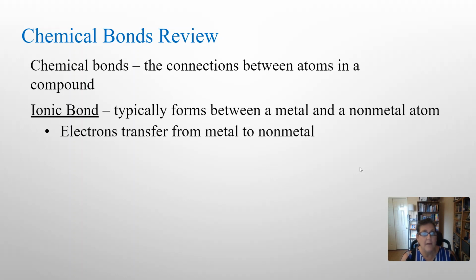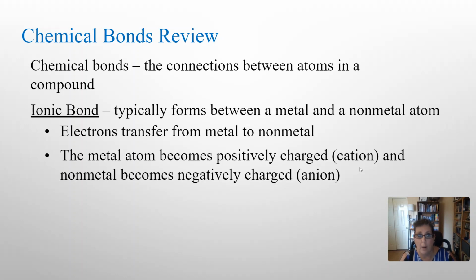There's far fewer nonmetals than metals. An ionic bond has electrons transferring from the metal to the nonmetal. So this means the metal loses a negative electron, which makes it more positively charged, and we call it a cation. Cations are positively charged. The word cat is in there, right? For cation, and cats are positively charged. The nonmetal gains the negative electron, so it becomes more negative. So it becomes negatively charged, which we call an anion.